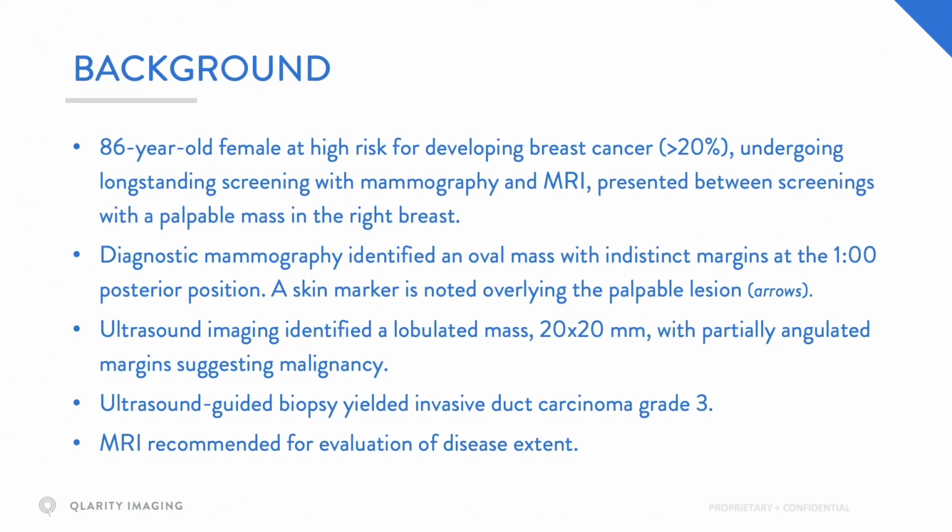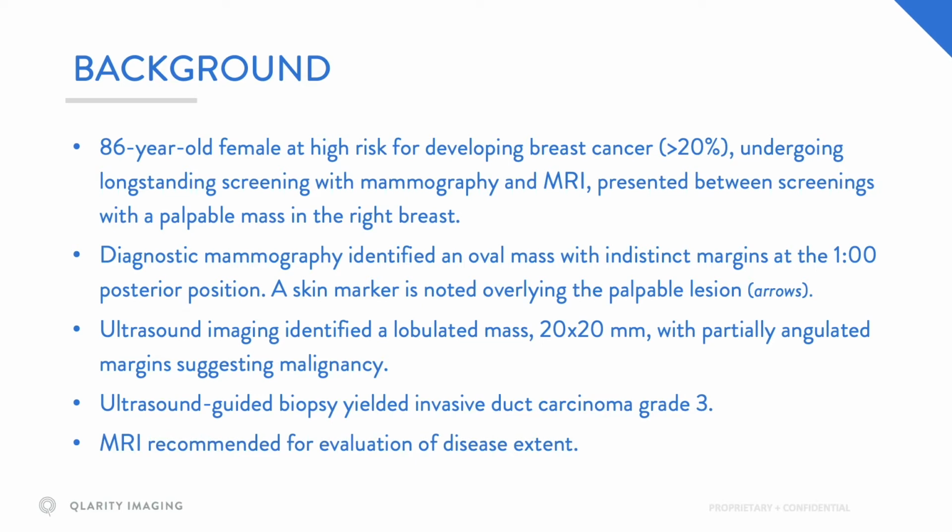The patient in question is an 86-year-old woman at high risk for developing breast cancer greater than 20%. She has undergone long-standing screening protocols with mammography and MRI. At this time, she presented between her screenings with a palpable mass in the right breast. Diagnostic mammography identified an oval mass with indistinct margins at the 1 o'clock posterior position in the right breast, and a skin marker, as I'll show you in a minute, is noted overlying the palpable lesion.